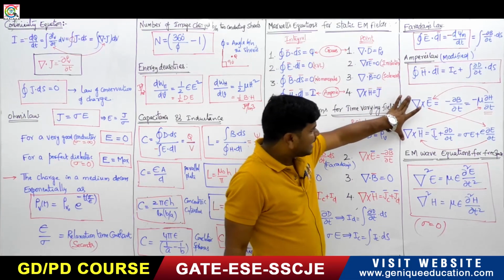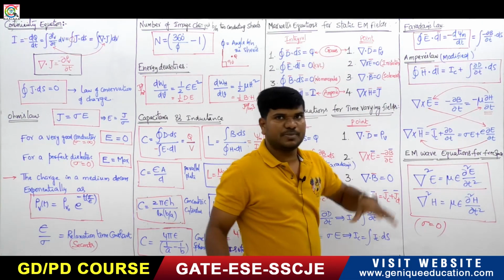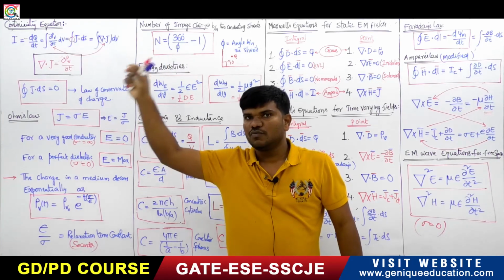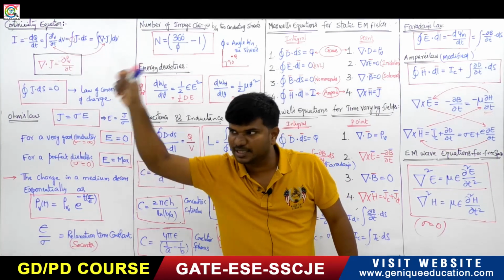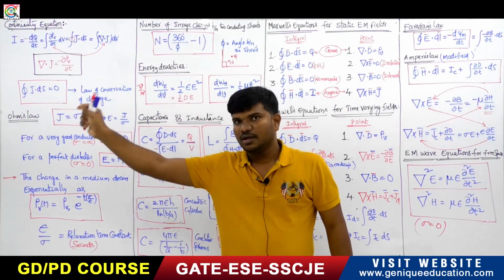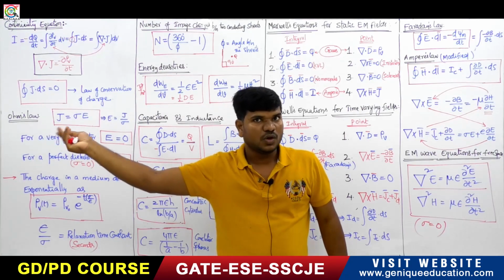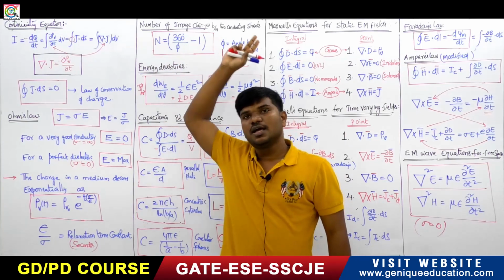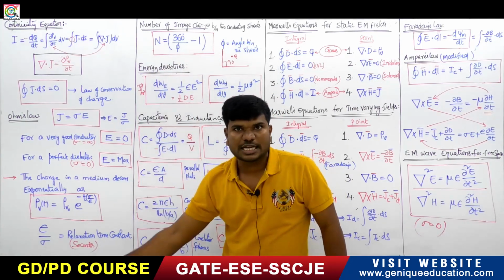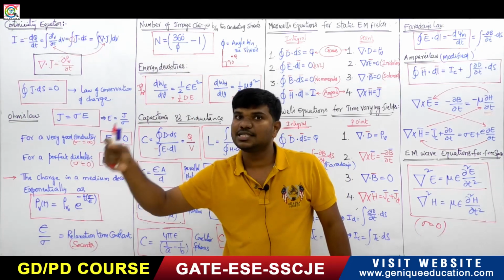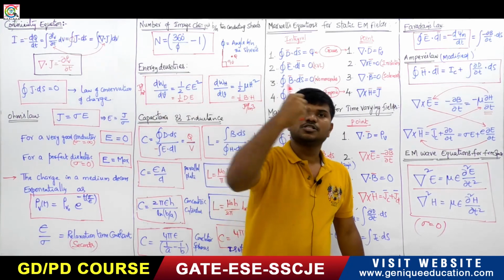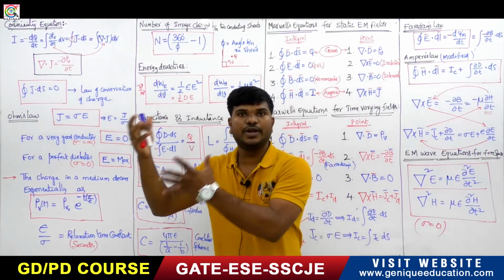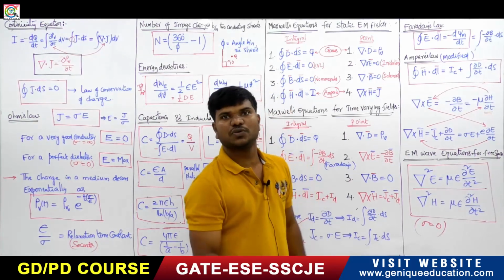Okay, so to get these kind of effects, there must be one time harmonic source at one side. If you keep on changing the current with respect to time, what happens? There exists a field in the space. That is the point you have to understand.